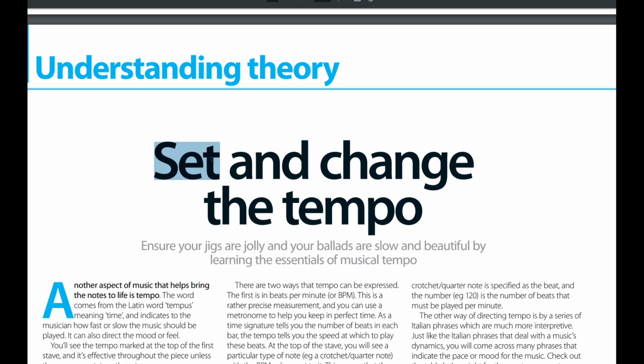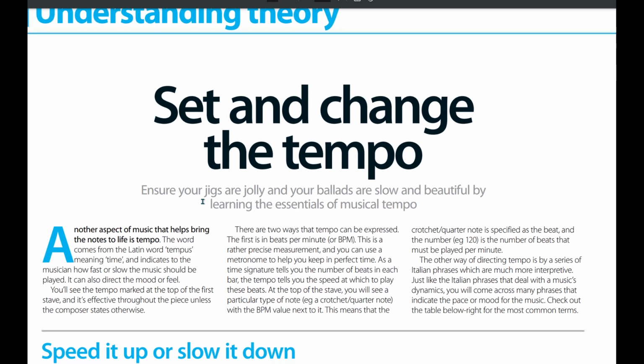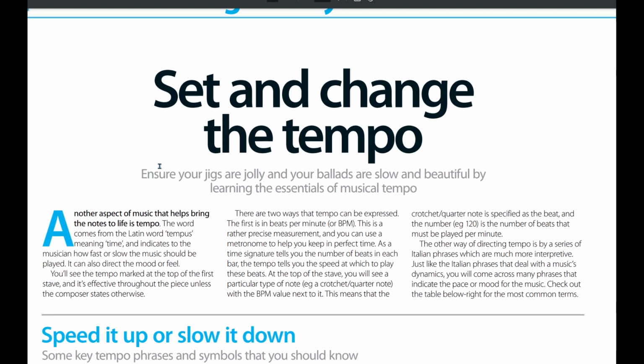Set and change the tempo. Ensure your jigs and your ballads are played fast or slow and beautiful by learning the essentials of musical tempo. Another aspect of music that helps bring the notes to life is tempo. The word comes from the Latin word tempus, meaning time, and indicates to the musician how fast or slow the music should be played. You can also direct the mood or feel.